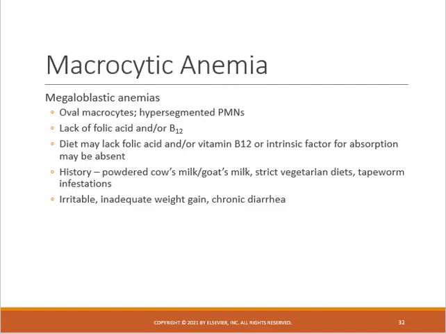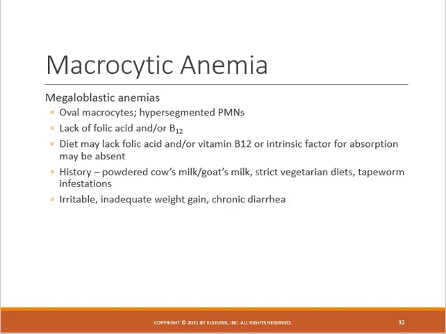Macrocytic anemia. Let's talk about that next. That is a megaloblastic anemia, and that is where the size of the cells are larger, where with iron deficiency the size of the cell were smaller. And you can have oval macrocytes and also hypersegmented PMNs, which are polymorphonuclear leukocytes. In this type of anemia, they lack folic acid and or B12.